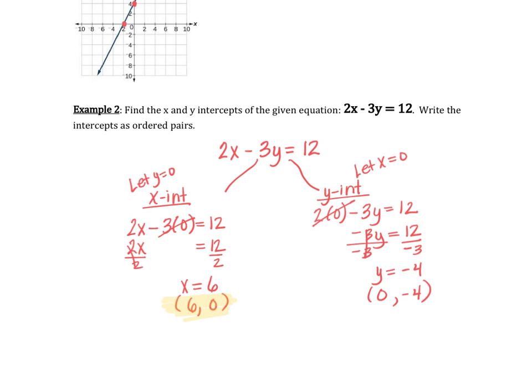So I have actually solved this equation for the x-intercept, which is 6, 0, and the y-intercept, which is 0, negative 4. Now I'm going to let you try a few on the sheet, on the daily assignment, and see how you can do.